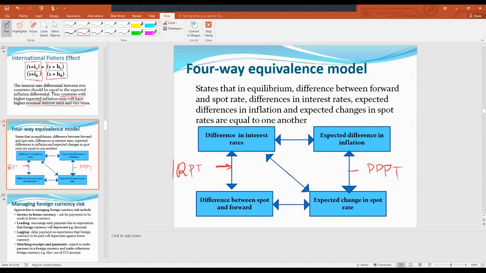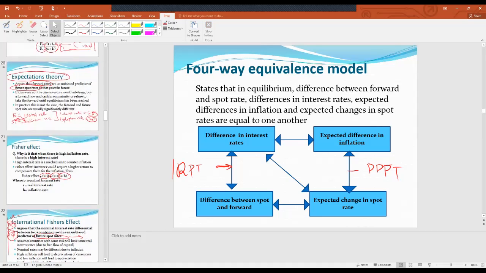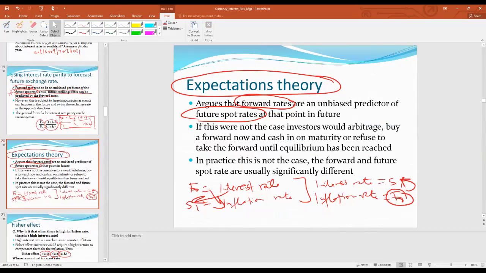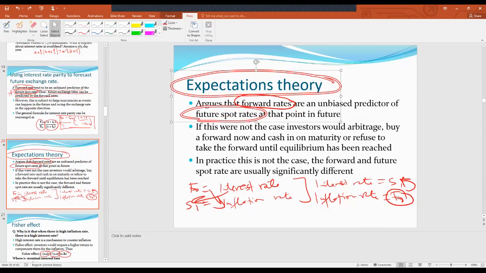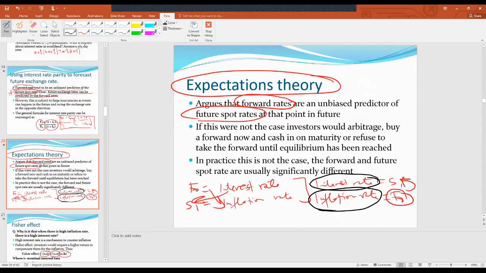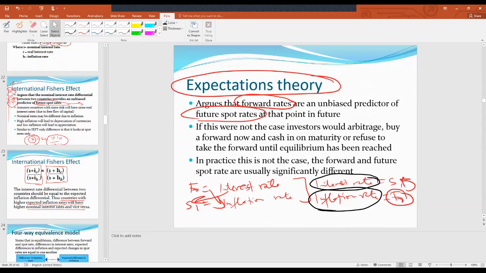Then, as per the Fisher effect theory, let me just take you back. We see that the forward rate can be used as an unbiased predictor of the future spot rate. Now it is possible for us to combine and see that the difference between the interest rates is equivalent to the inflation rate differential between the two countries. So let's go back to this theory, the four-way equivalence.